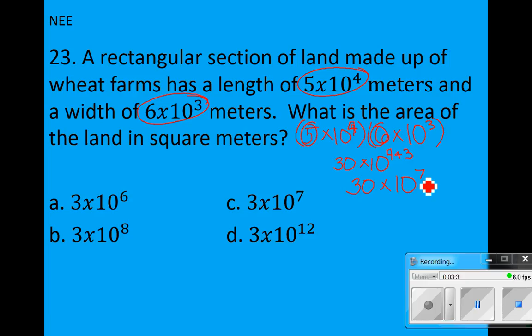We know we can't have 30 because it has to be between 1 and 10. So I'm going to take 30 and move it 7 places. 1, 2, 3, 4, 5, 6, 7. And then I'm going to move it back and stop where it should be, which is between the 3 and the 0. 1, 2, 3, 4, 5, 6, 7, 8. So I know that my actual answer should be 3 times 10 to the 8th power.